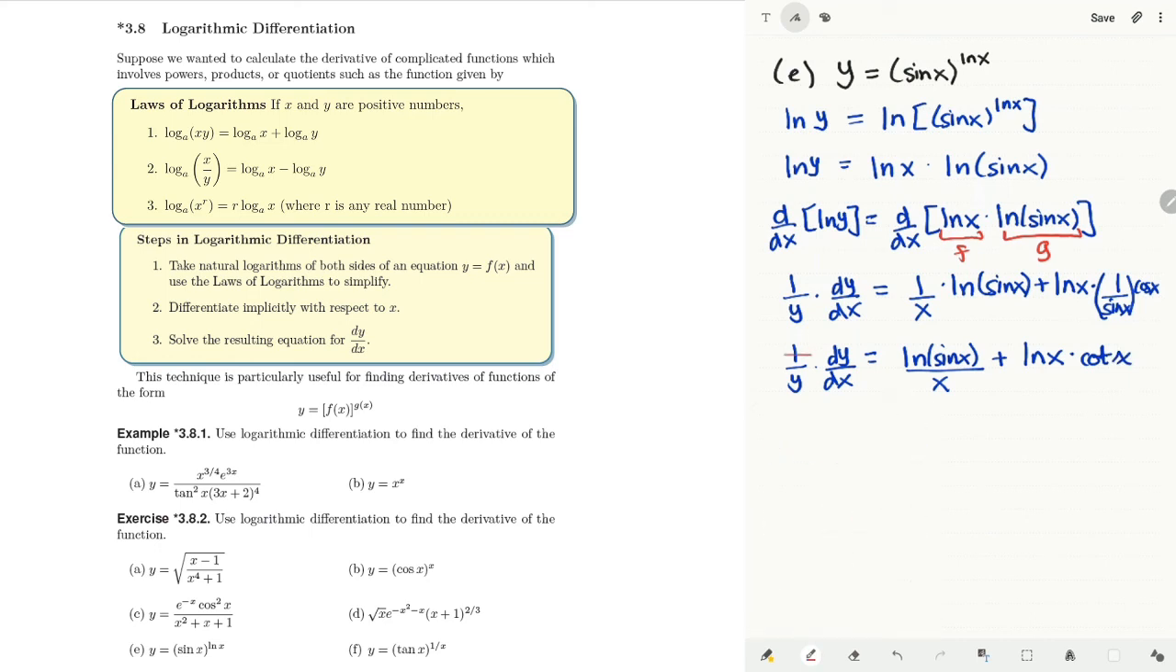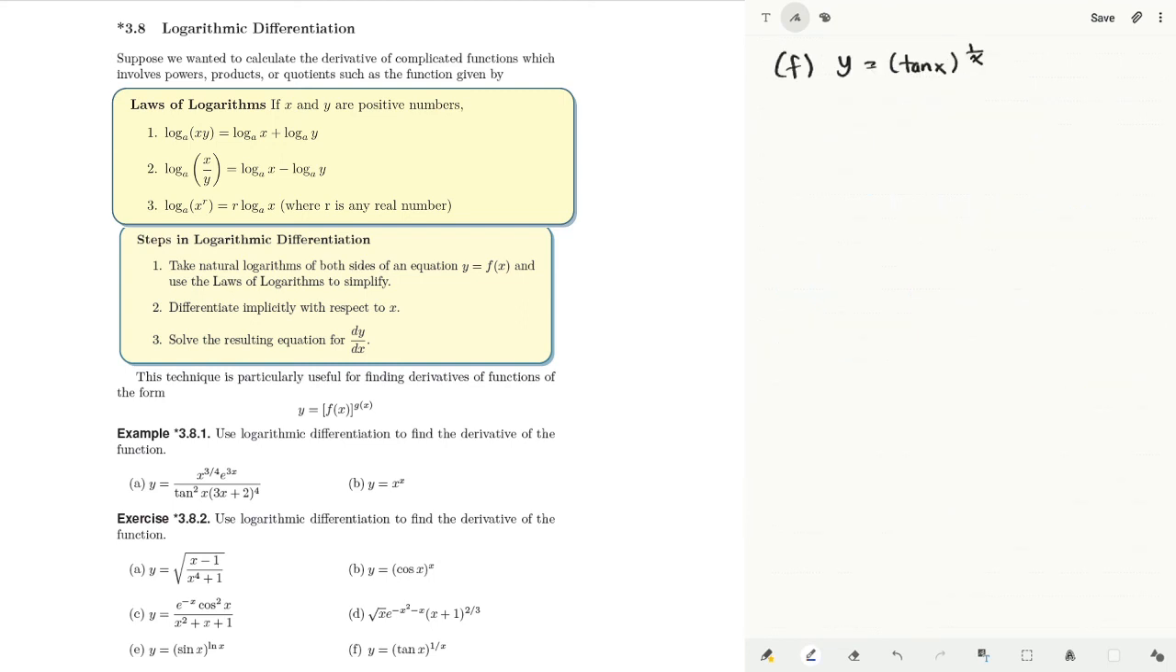So now we'll multiply both sides by y and then replace y with our original function. So that gives us dy over dx is equal to the sine of x to the ln of x times the ln of sine all over x plus the ln of x times cotangent of x. And this is our derivative.